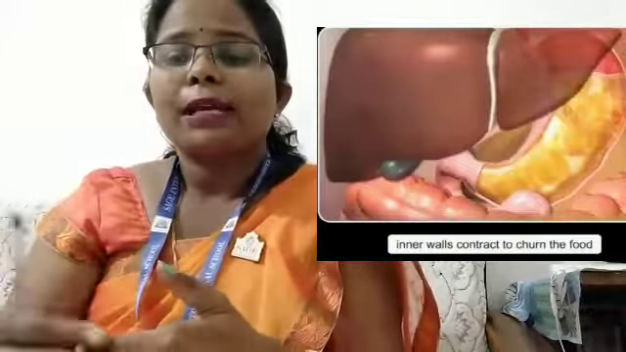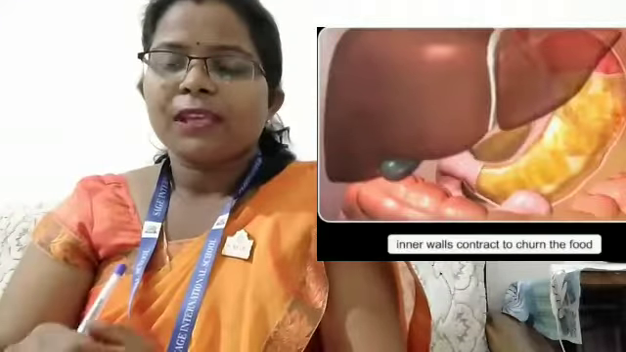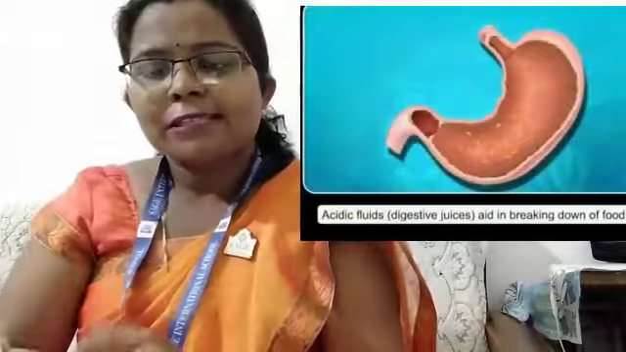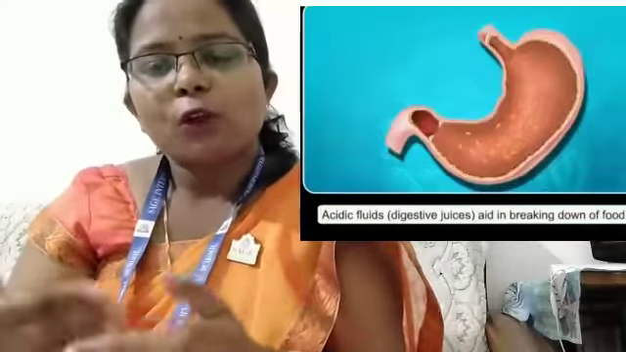How does it blend? Because in the stomach, digestive juices are present, acids are present, and those acids are digestive juices. Those digestive juices again blend the food, and a contraction process is going on in the stomach. Because of that, the food is totally blended and it is more soluble. After that, the food from the stomach moves towards the small intestine.